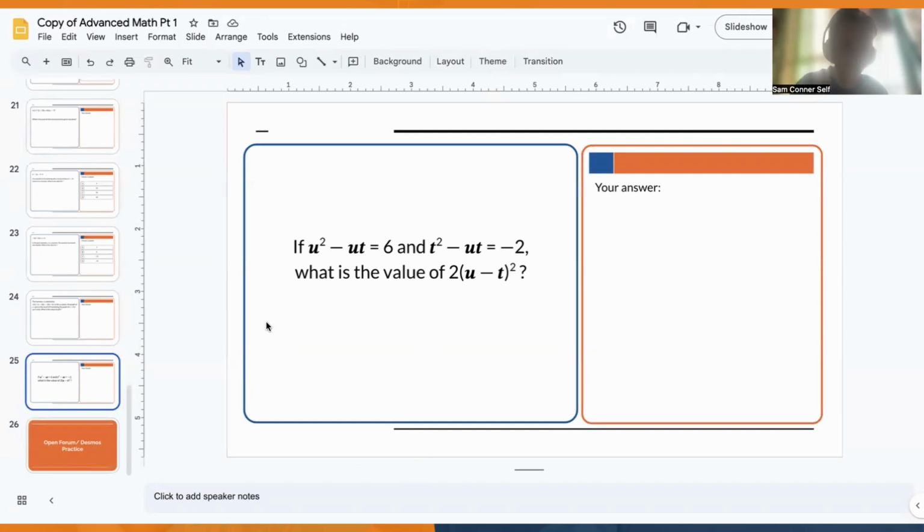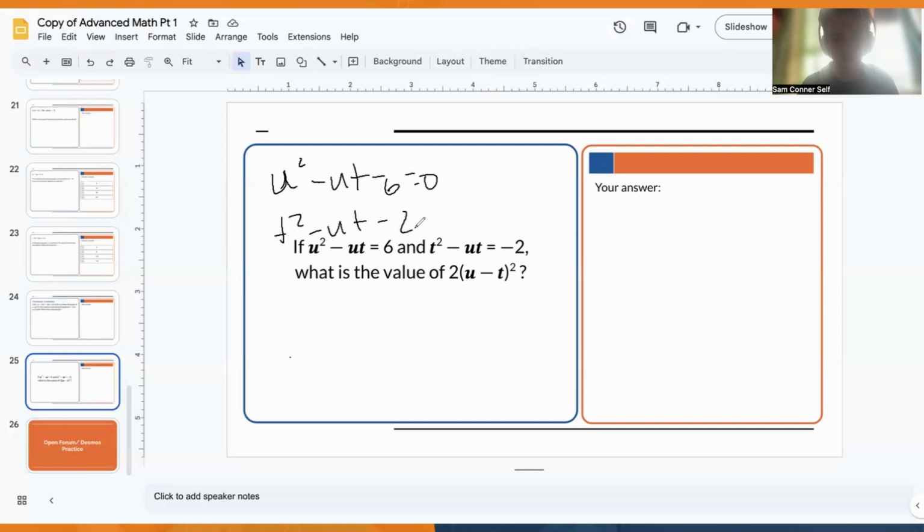Looking at this, I want to try to make this all one function. Let's make this a nice quadratic function that would be easier to solve, or would look like something we would solve. So that means we're just going to get everything on one side. So it's going to be u squared minus ut minus 6 is equal to 0. Then the second equation is going to be t squared minus ut minus 2 is going to be equal to 0.